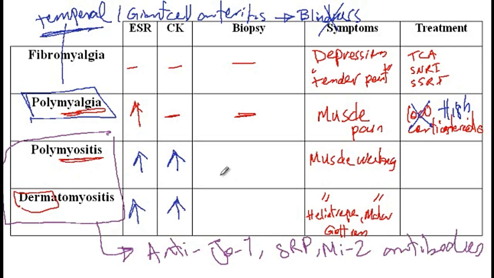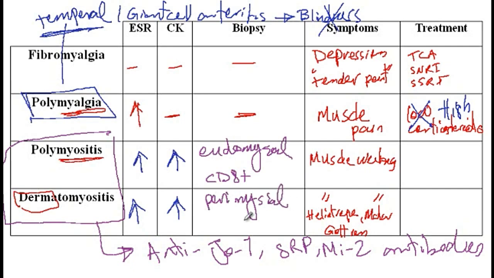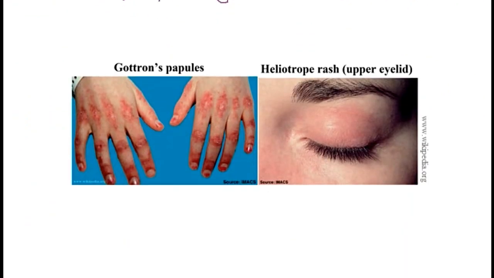And then an important finding is that on biopsy of polymyositis, you will see endomysial inflammation, and it's associated with CD8 positive T cells, while the biopsy of dermatomyositis shows perimysial inflammation, and it's associated with CD4 positive T cells. And then the treatment for both polymyositis and dermatomyositis is high-dose corticosteroids.